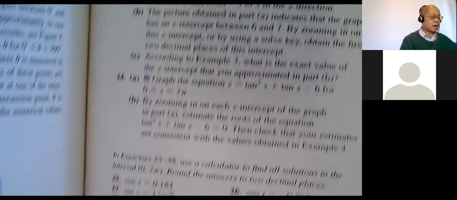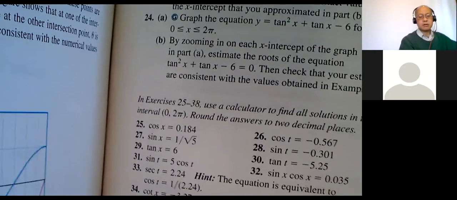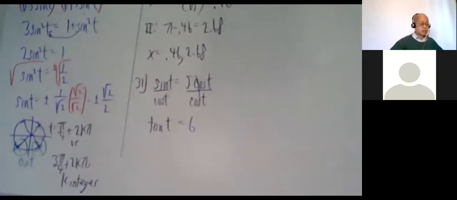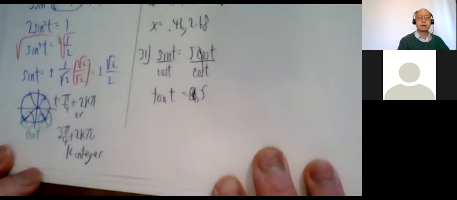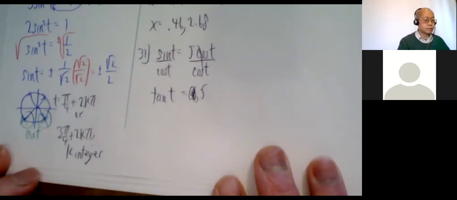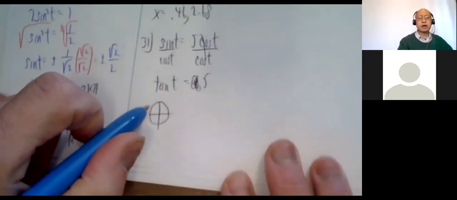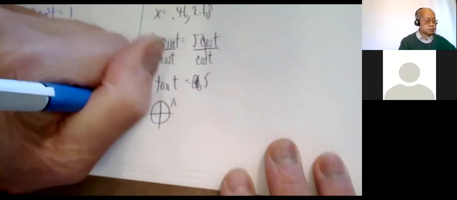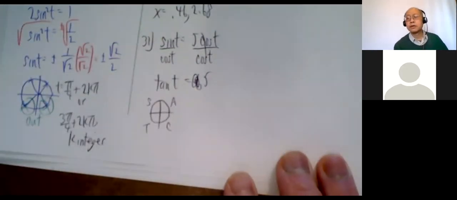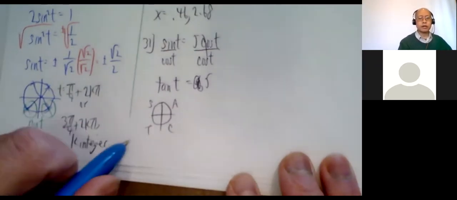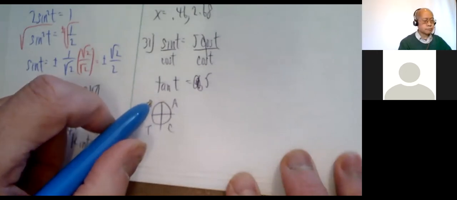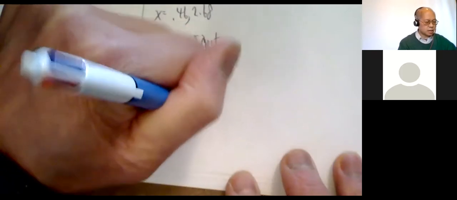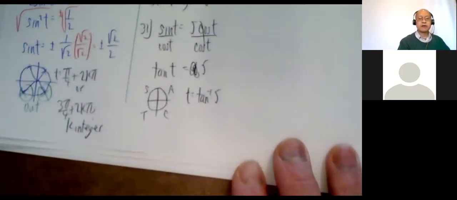And now that's almost exactly like problem 29, which is tangent x equals 5. Oops, I said 6, it's supposed to be 5. So all students take calculus. Tangent is positive in which quadrants? Tangent is positive in quadrants 1 and 3. You're only going to get the first quadrant angle. So t is inverse tangent of 5.